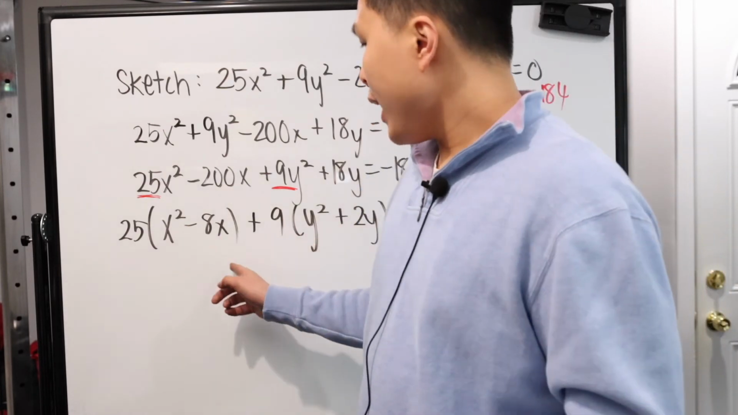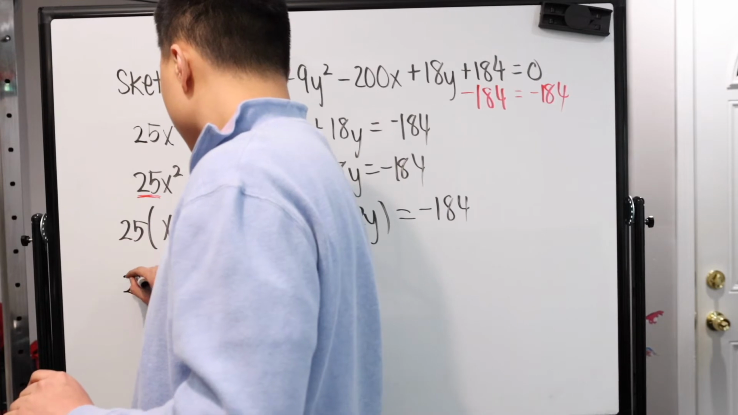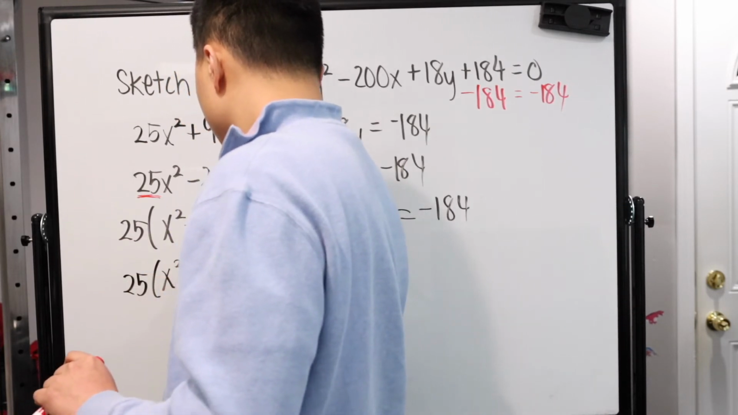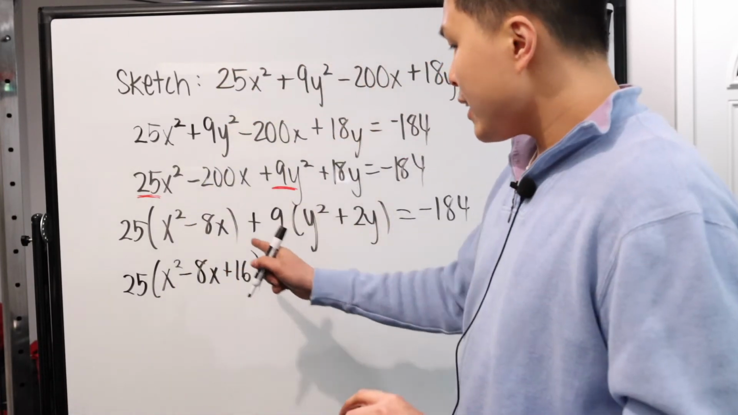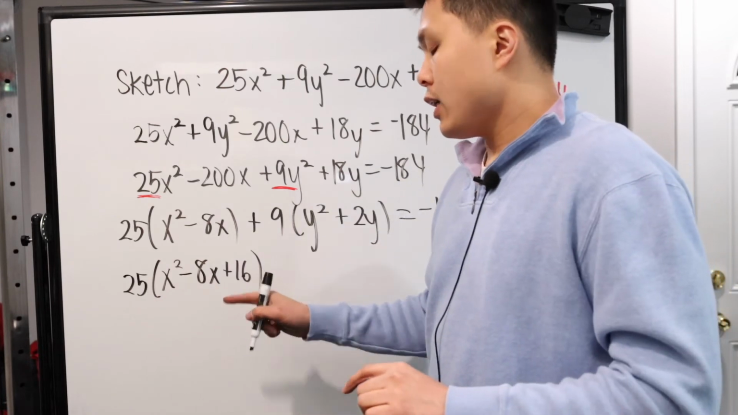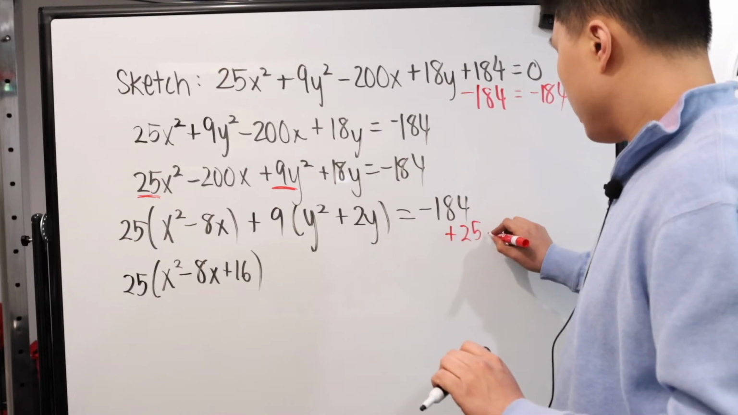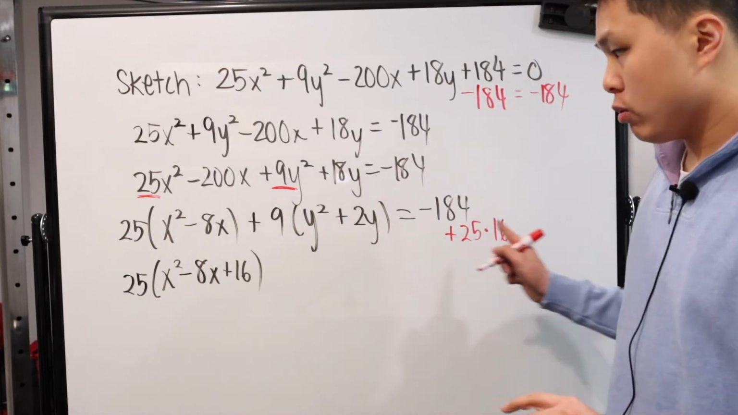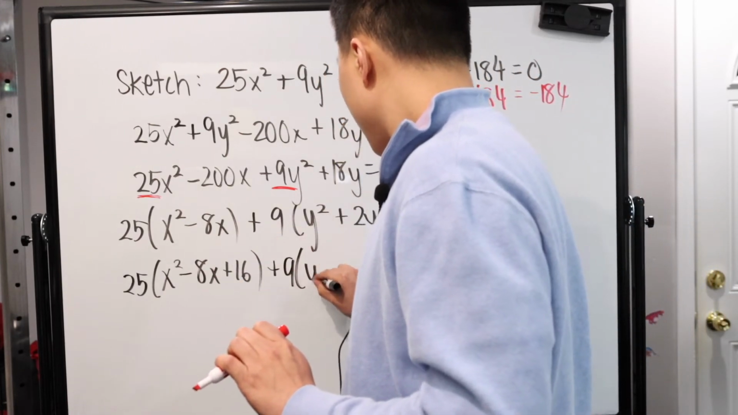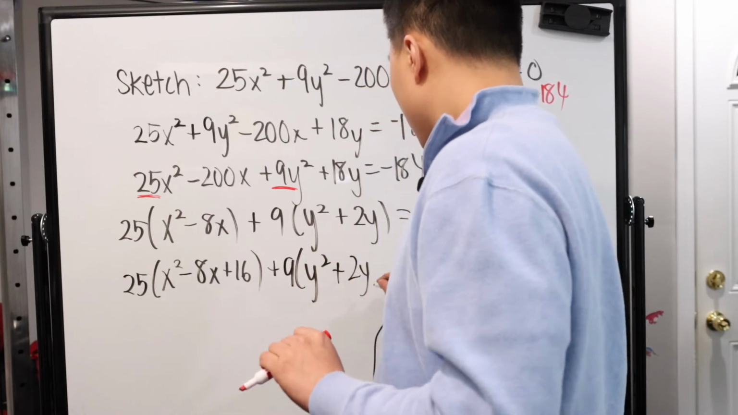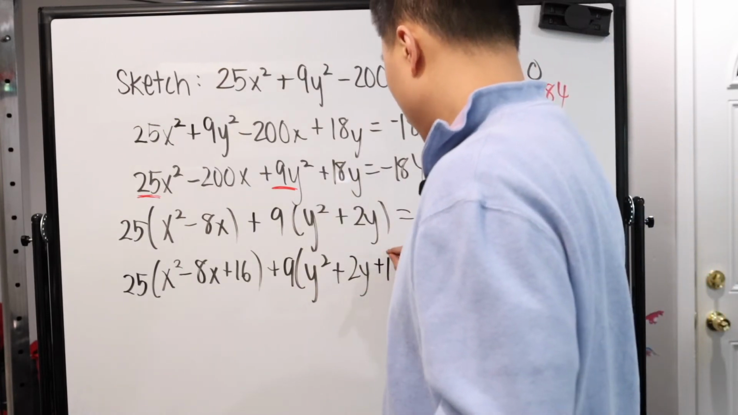But here's the thing. If I'm going to add 16, I'm not actually just adding 16. So what it's going to look like is 25 times x squared minus 8x plus 16. That's what I'm hoping for. Well, I'm not really adding 16. I'm adding 25 times 16. So on the other side, I have to make sure I add 25 times 16. Just don't lose track. The other one, same thing, is going to be plus 9 times y squared plus 2y. 2 divided by 2 is 1, times itself is 1, plus 1 right here.